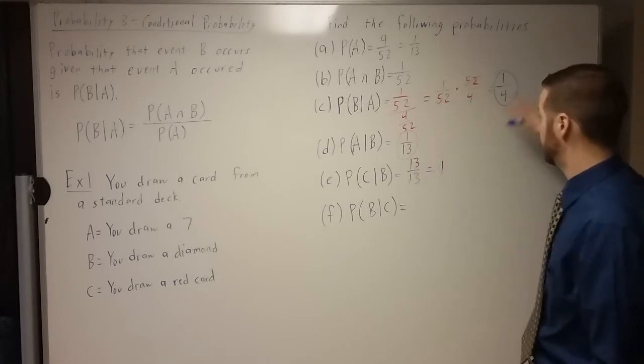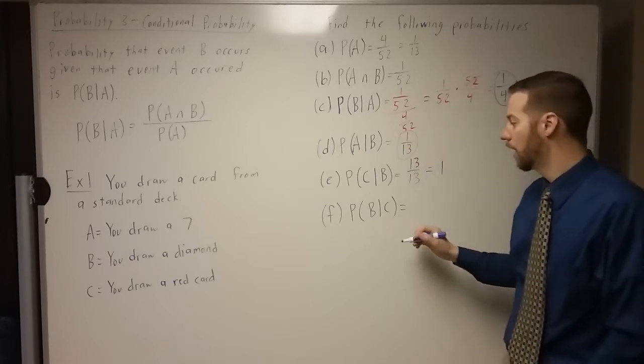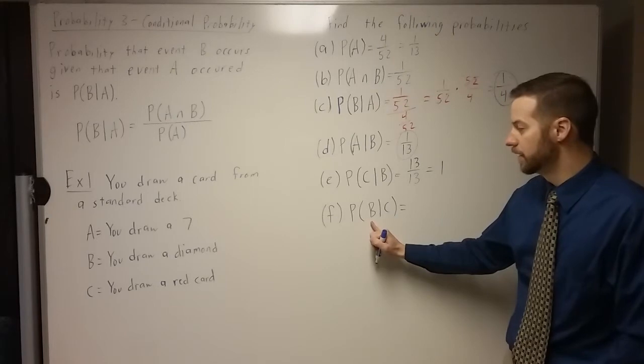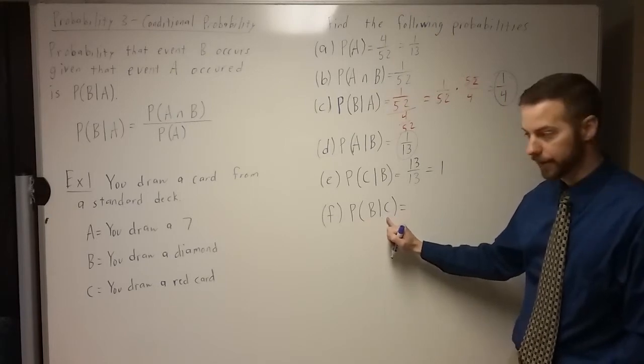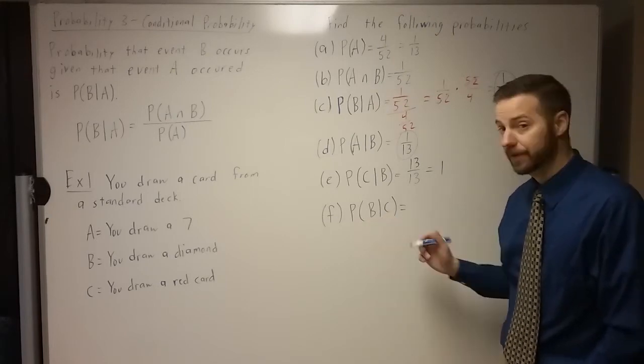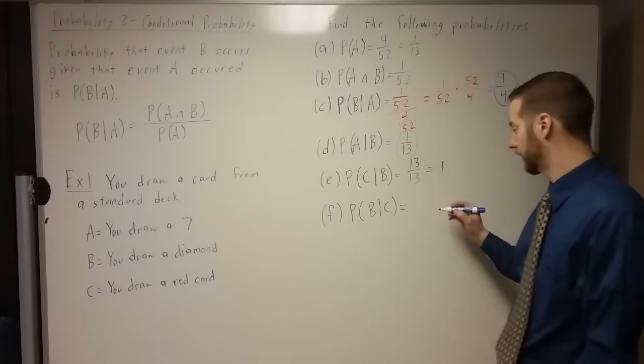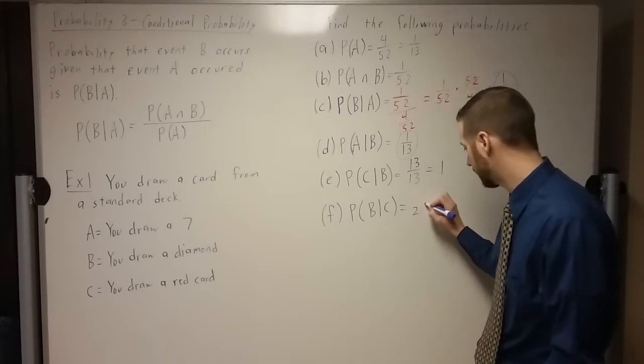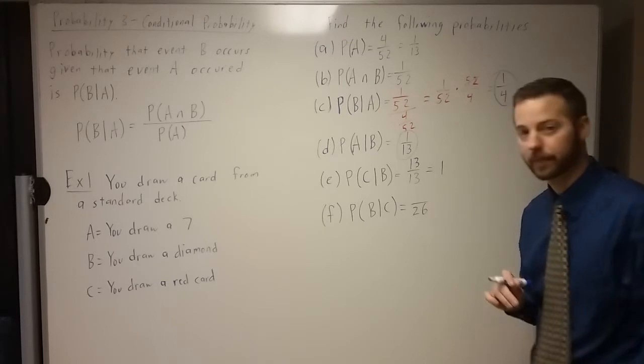Now this one's same 2 letters but different order. We saw a minute ago it's not necessarily the same answer, so let's check this one out. What's the probability of drawing a diamond given that you drew a red card? And so half the deck are red cards. Half of 52 is 26. And so we've got 26 red cards to pick from.